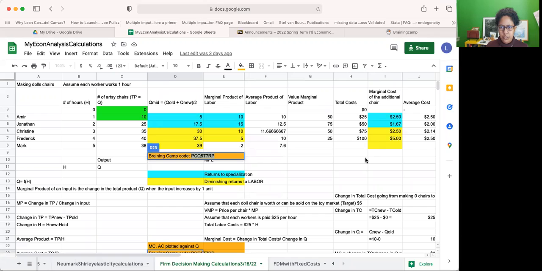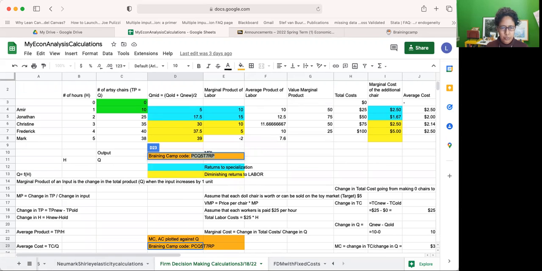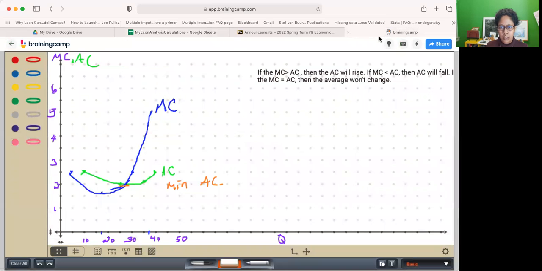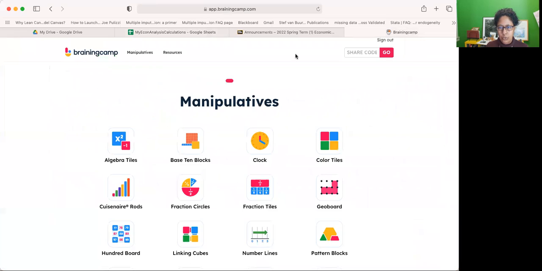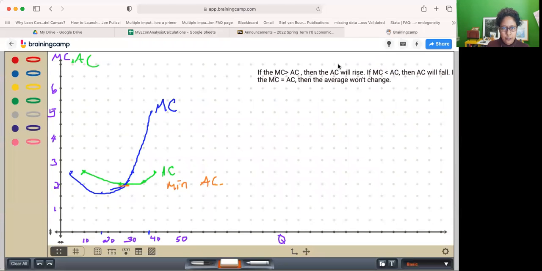Right, so we're going to continue firm decision making now. What we have is a particular cost structure that we have in this firm decision making calculations created on 3/18/2022. I just want to note the braining count code for the graph that we drew with marginal cost and average cost is here. So you would take the code and go into the main. When you sign in, you could paste the code and then go, and we get back to here.